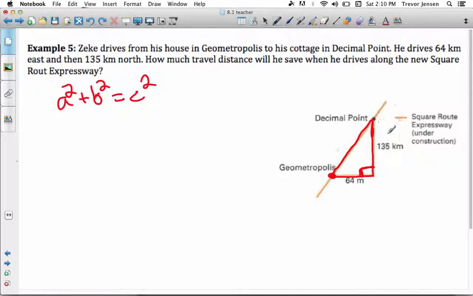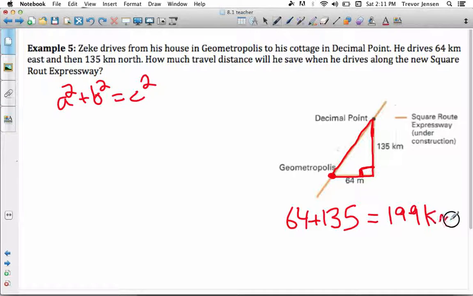And what do I have? I'm given one side. I'm given a second side. I could find the third side. Let's figure out what the question asks me to find first. The question is asking me to find how much travel distance will he save when he drives along the new square root expressway. So how far does he normally drive? Well, he normally drives 64 kilometers east, and then 135 kilometers north. So normally he drives 64 plus 135. So normally he drives 199 kilometers.